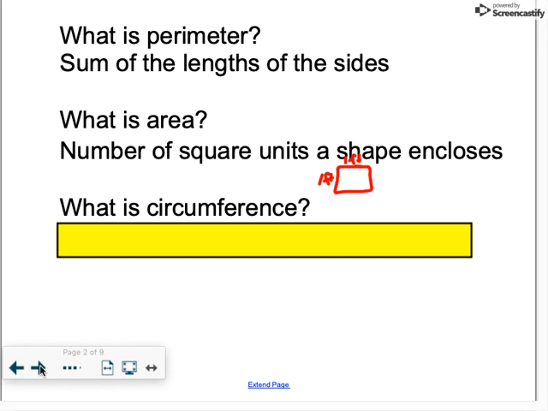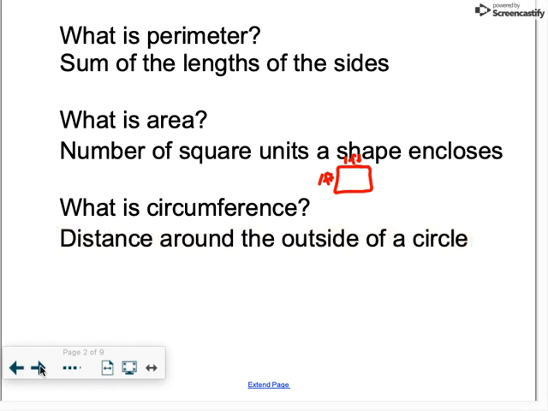And then we have circumference. Circumference is dealing with a circle. It's the distance around the outside of a circle. Very similar to perimeter, but it's called circumference when we're dealing with a circle.